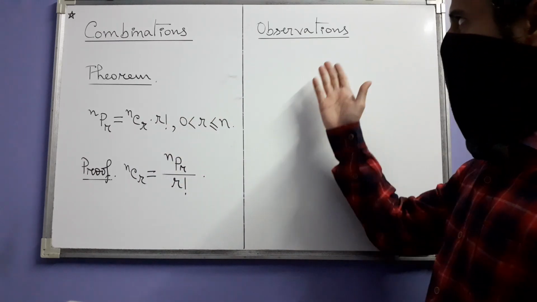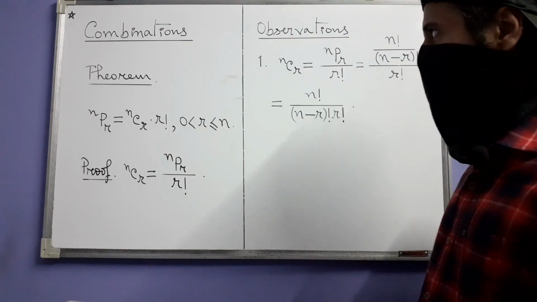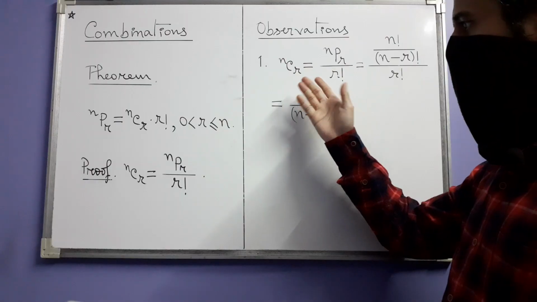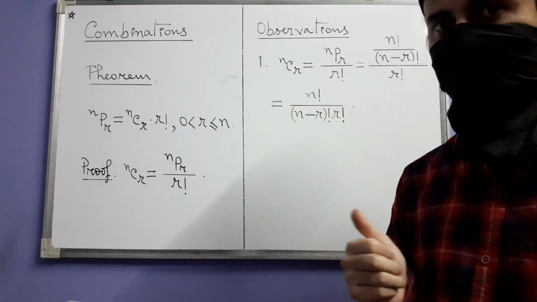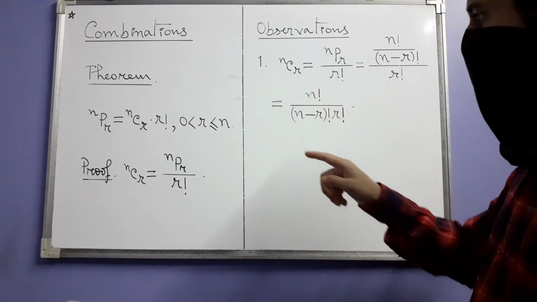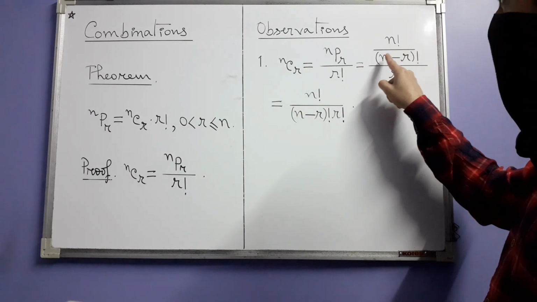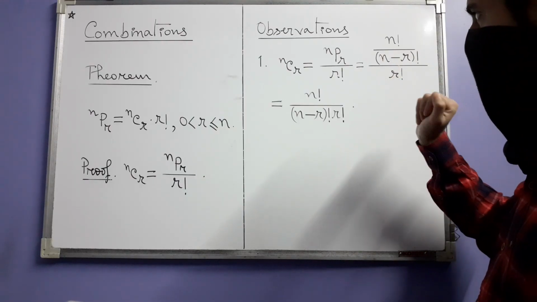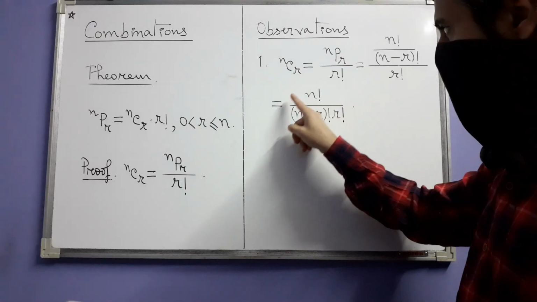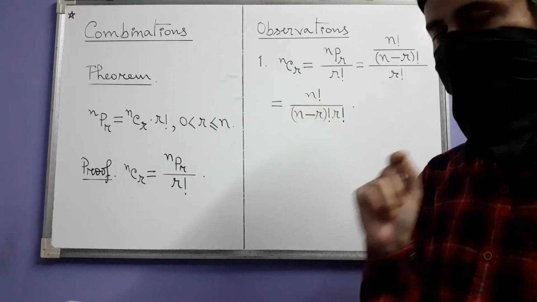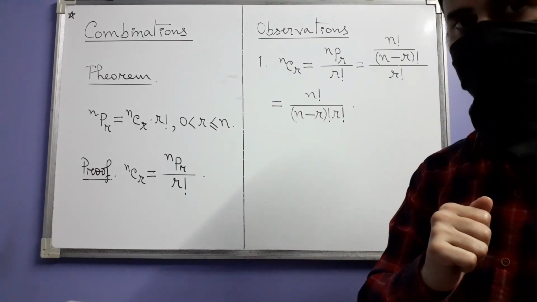Now there are some observations that you can make from this relation. The first observation is this. You can get a direct formula for nCr without having to write nPr every time. So what you do here, you put the formula for nPr, n factorial divided by n minus r factorial, and then divide that by r factorial. So you get this formula for nCr: n factorial divided by n minus r factorial times r factorial.